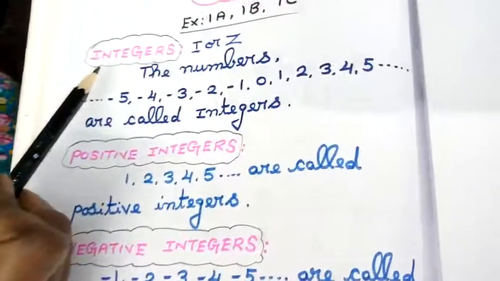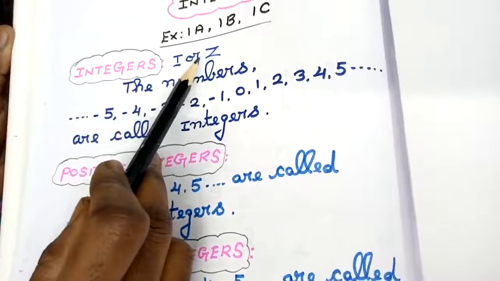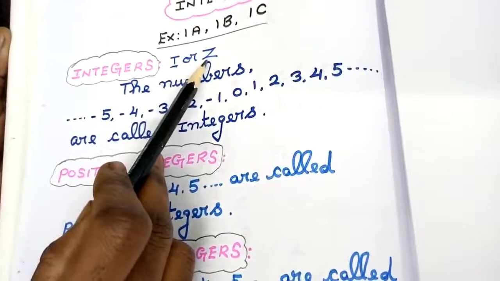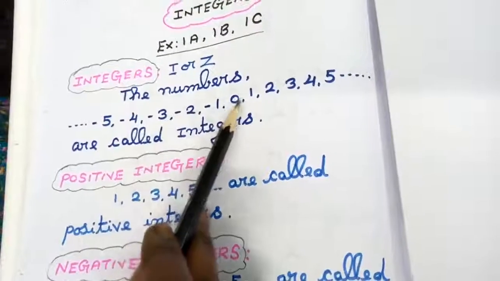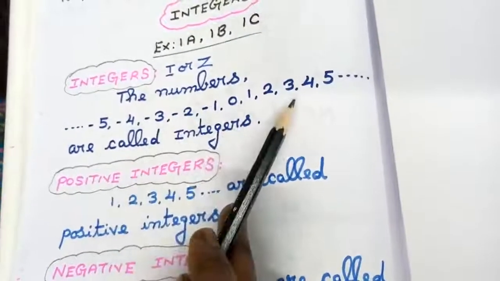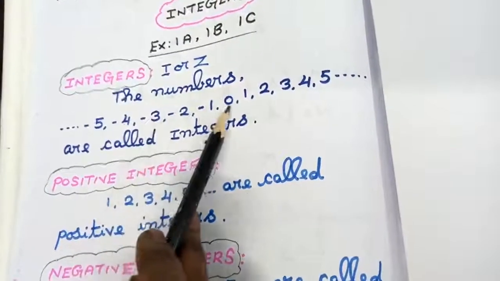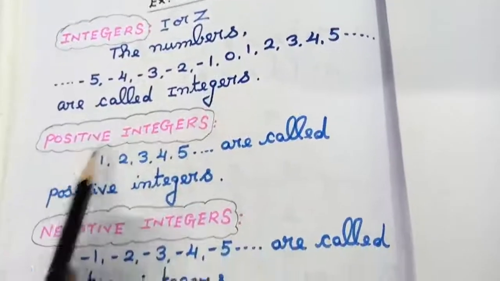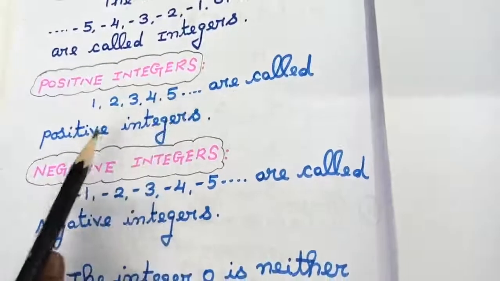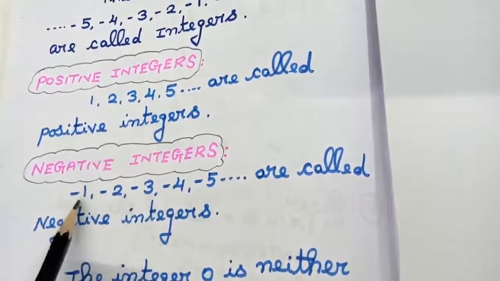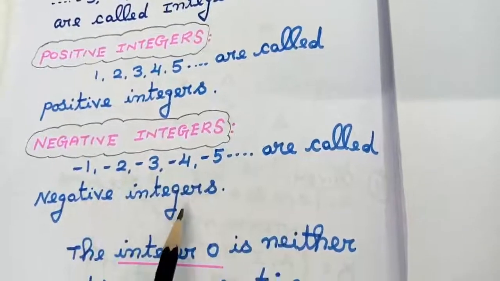The set of integers is denoted by I or capital Z. Mostly we will be using only capital Z. Integers are the numbers having negative values, 0 and positive values. This is the format of integers. The combination of positive values, negative values as well as 0 are called integers. Positive integers mean only positive values 1, 2, 3, 4, 5 etc. Negative values -1, -2, -3, -4 and -5 are called negative integers.